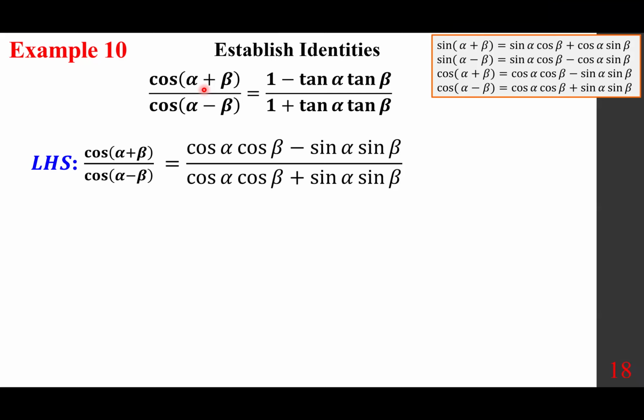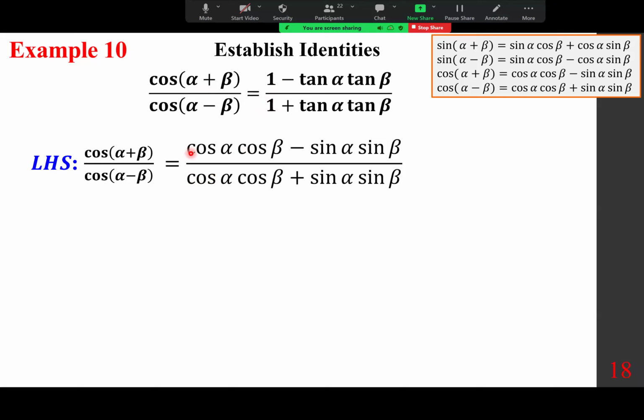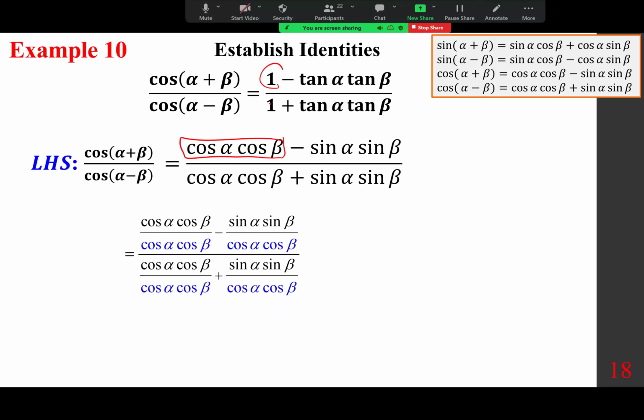Now, we want to make this look like the right side, and we notice that this is 1, this is 1. And if we divide the top and the bottom by this piece, this becomes 1, this becomes 1, and let's see what happens to the rest of it. So we are going to divide everything by cosine alpha cosine beta. Again, because we notice this is 1. That's how you get the trick. And so obviously this is 1, this is 1.